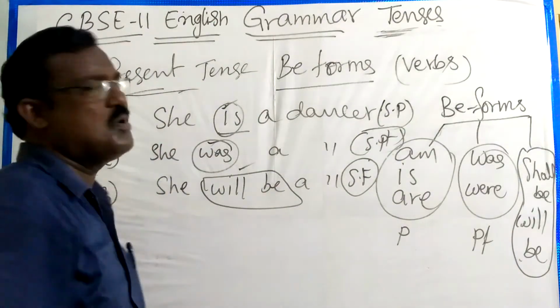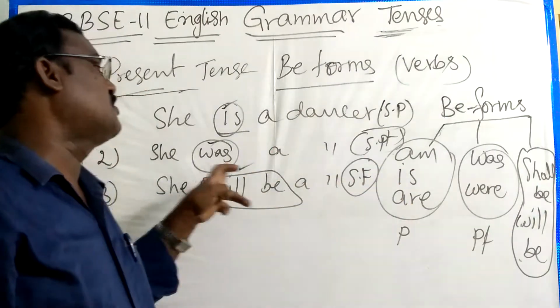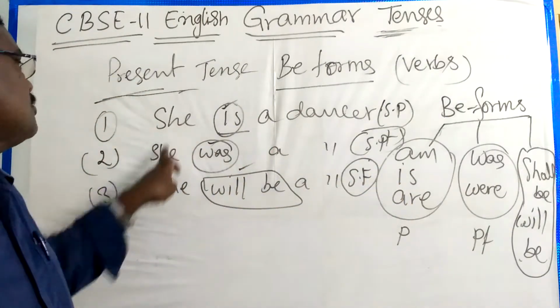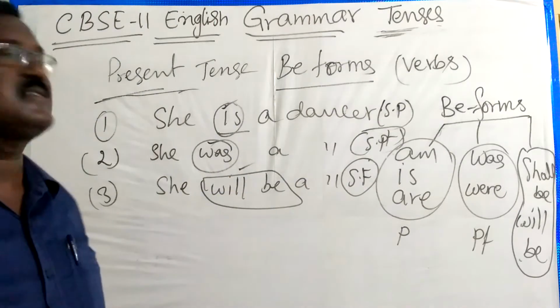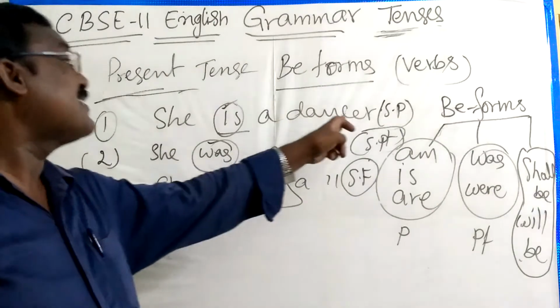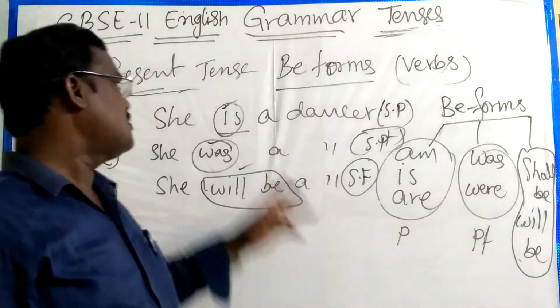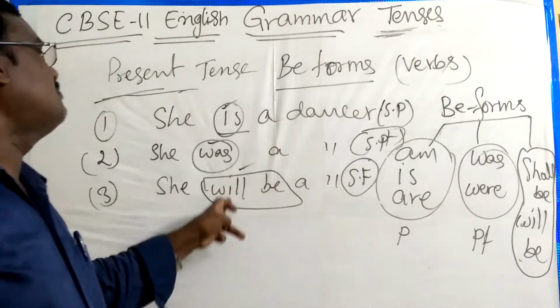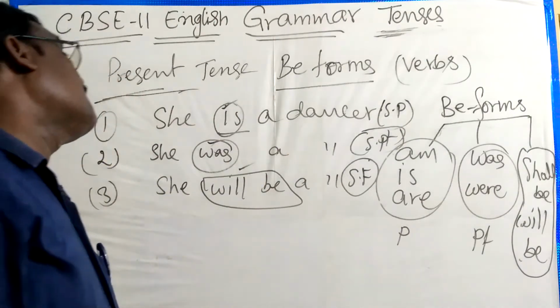So it takes so much time to write all the sentences. That's why here I took, for example, in place of she, I or you. I am a dancer. I was a dancer. I will be a dancer. Suppose are is used after a plural subject: They are dancers. They were dancers. They will be dancers. So here, by change of the verb, the tenses of the sentences are changed.